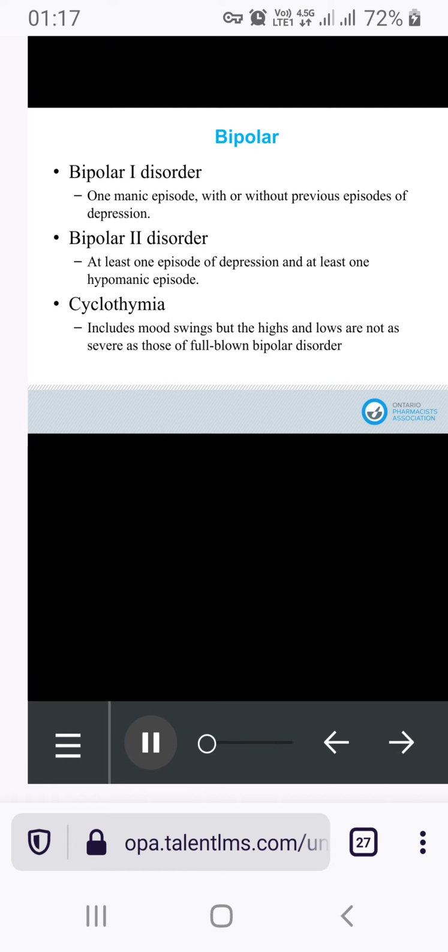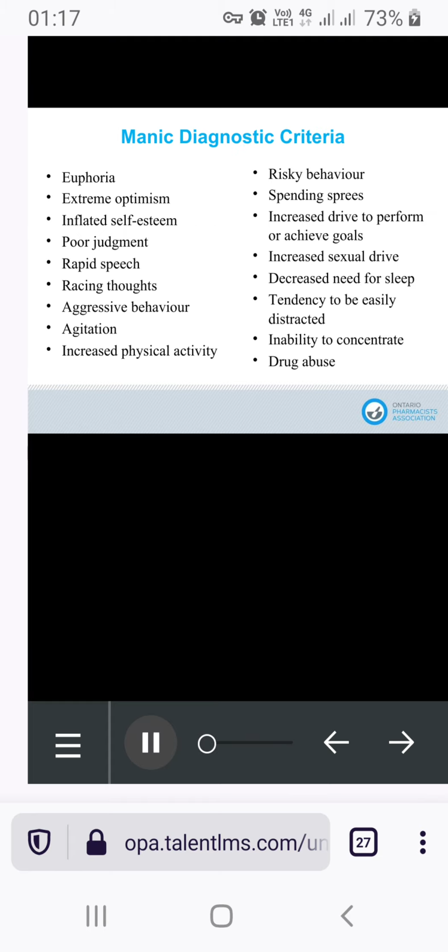Bipolar. Bipolar 1 disorder: one manic episode with or without previous episodes of depression. Bipolar 2 disorder: at least one episode of depression and at least one hypomanic episode. Cyclothymia includes mood swings, but the highs and lows are not as severe as those of full-blown bipolar disorder.